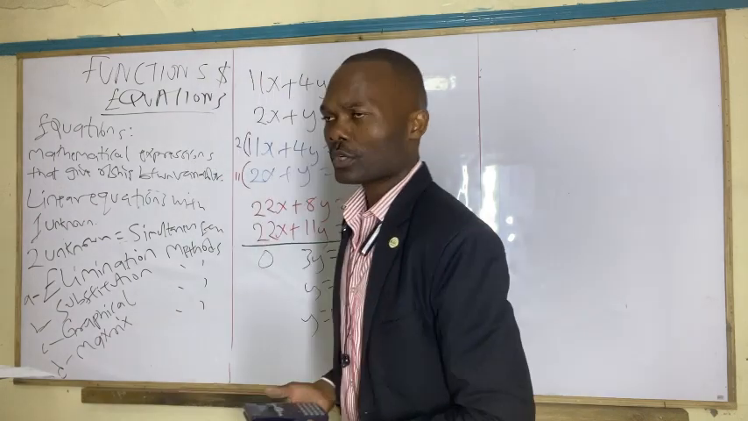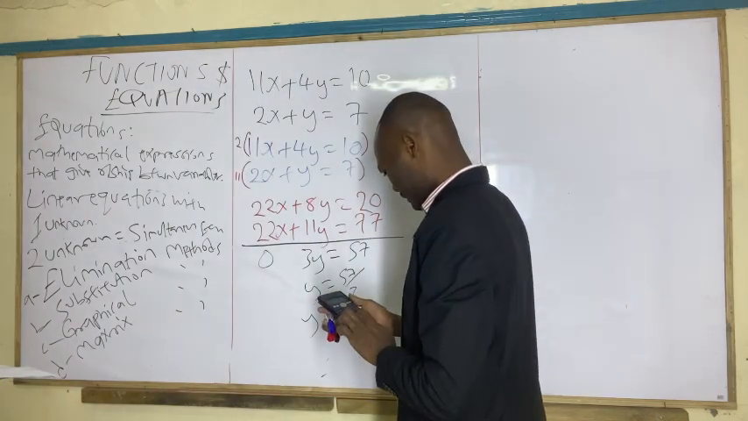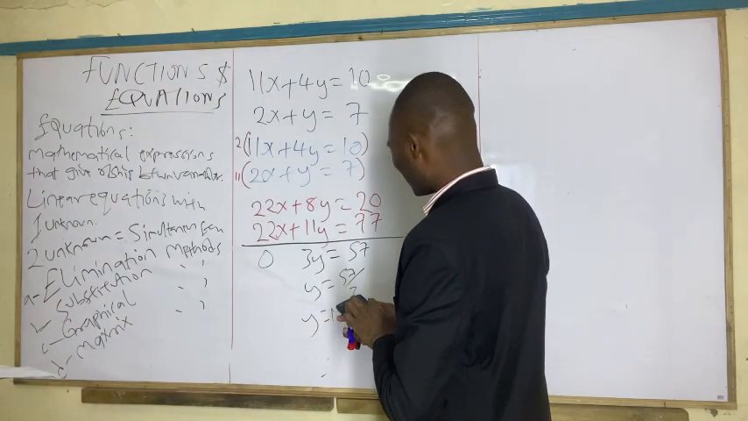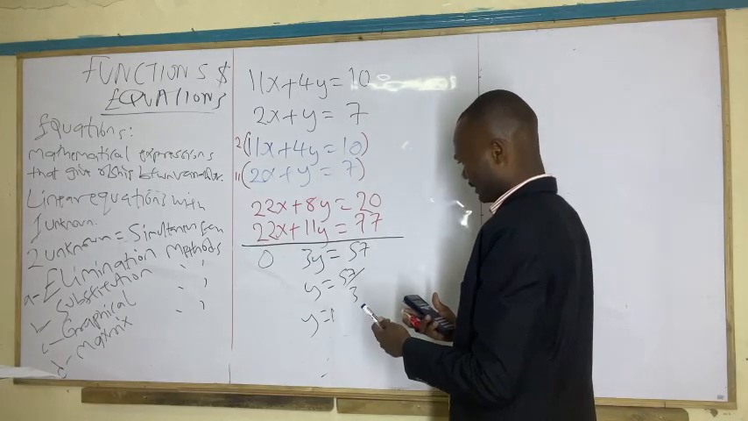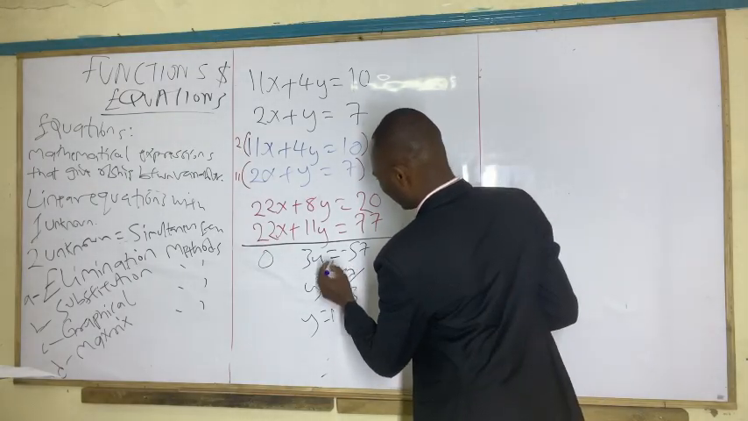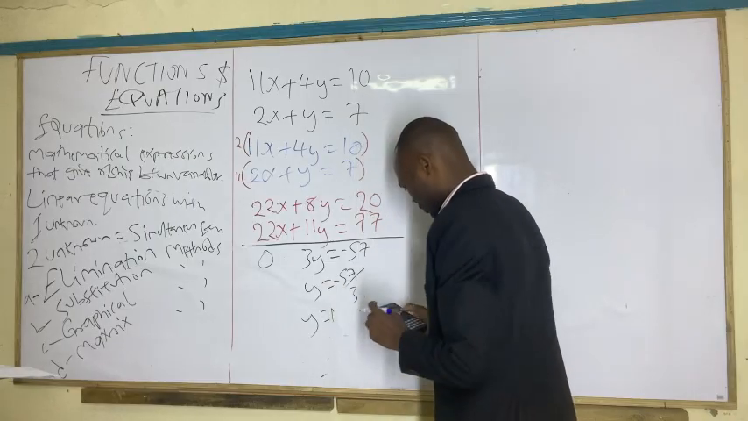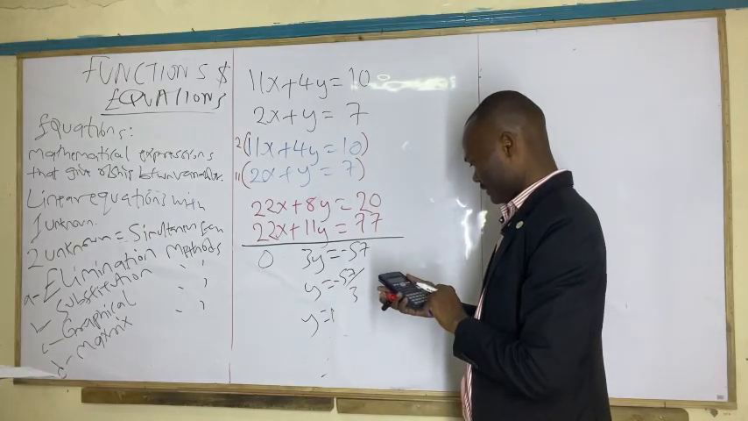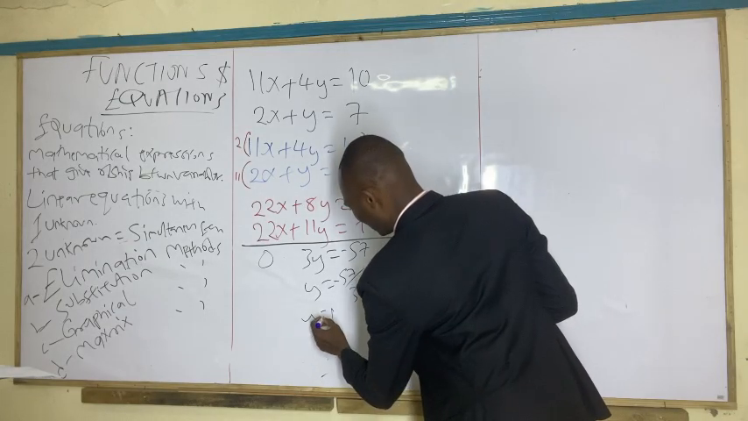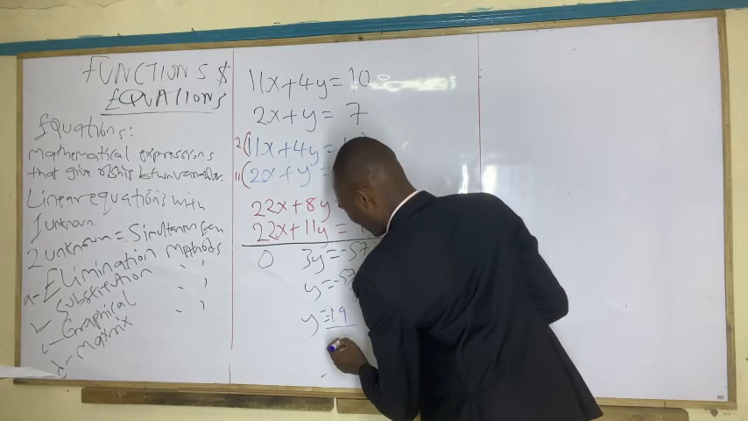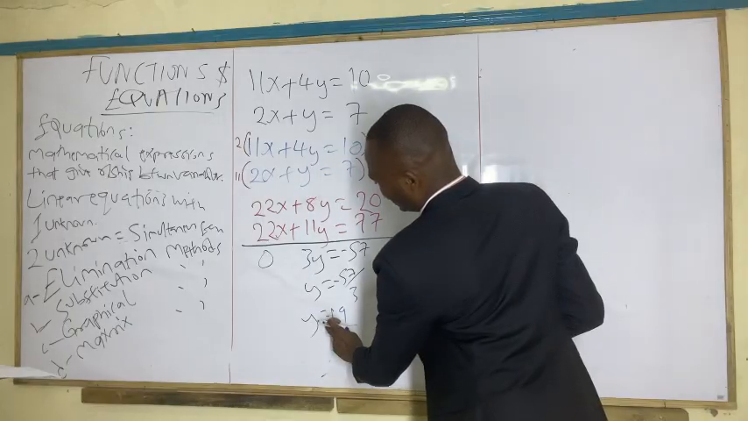Fine, let's continue. So we are at 57. It should be a minus in the first place, sorry. So it should be negative 57 divided by 3. Negative 19, yes. So y is equals to negative 19.